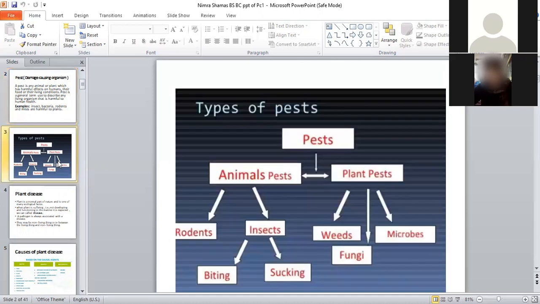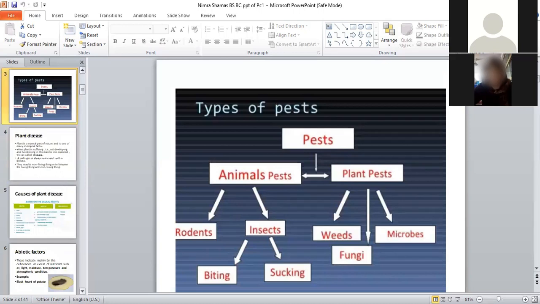Next, types of pest. There are two types of pest. Pests can be classified as animal pests and plant pests. Animal pests are further classified as rodents and insects. So what are rodents? Rodents are actually rats and mice. These are damaging to human life and human growth and human development. So these are very harmful to human life.